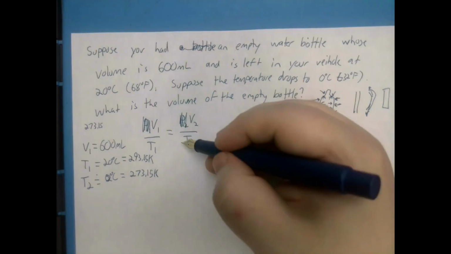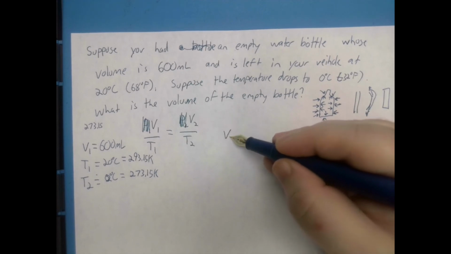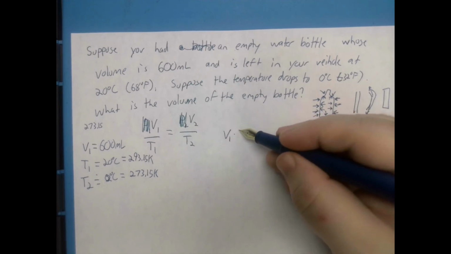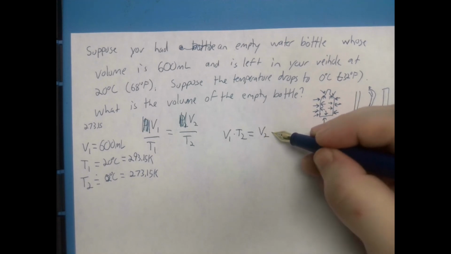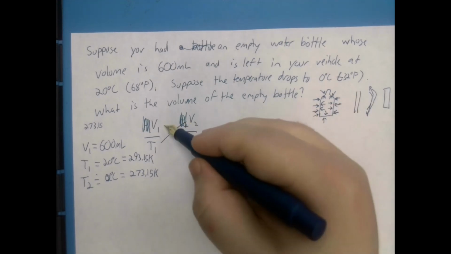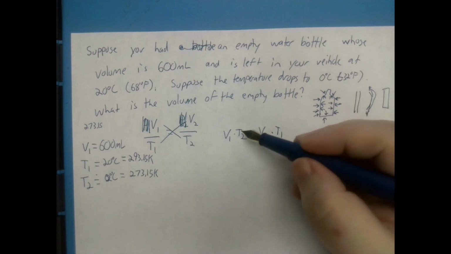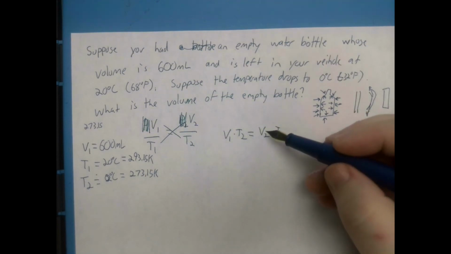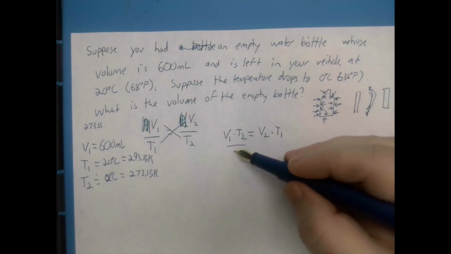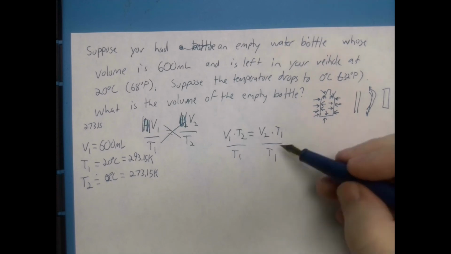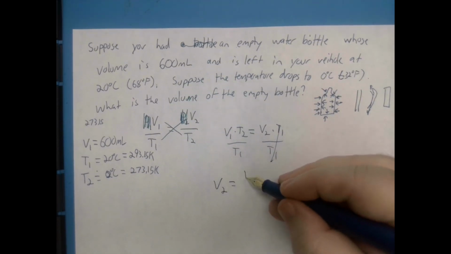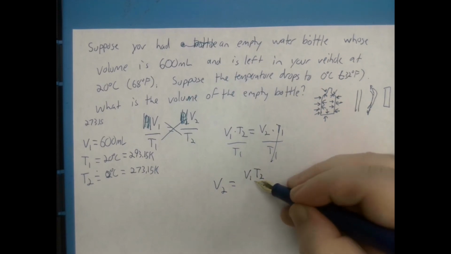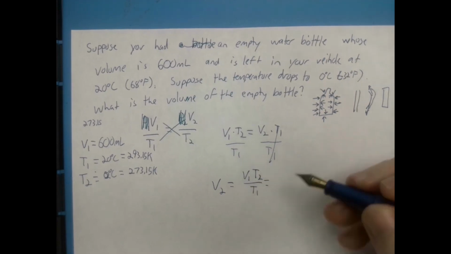So we can cross multiply. Volume 1 times temperature 2 is equal to volume 2 times temperature 1, cross multiplying. And solving for volume 2, we can divide both sides by T1, which cancels out on that side. So the final volume is equal to initial volume times final temperature divided by initial temperature.